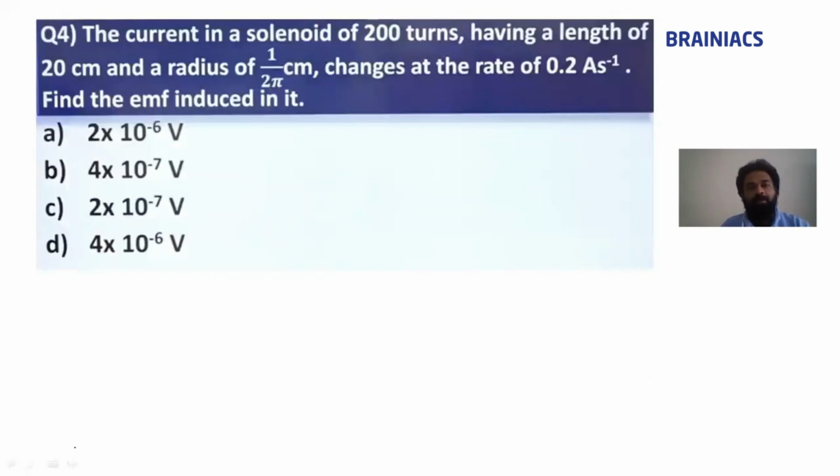Okay. Next problem: the current in a solenoid of 200 turns, having length of 20 centimeter and a radius of 1 by 2 pi centimeter, changes at the rate of 0.2 ampere per second. Find the EMF induced in it. So again, E is equal to L di by dt. So magnitude of EMF is equal to L into magnitude of di by dt.